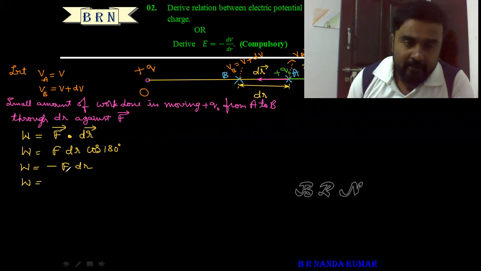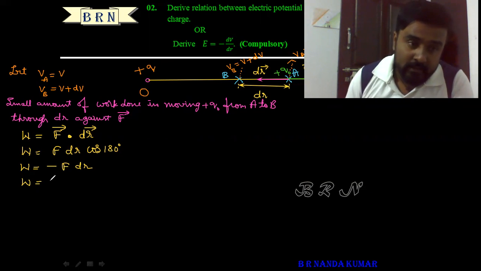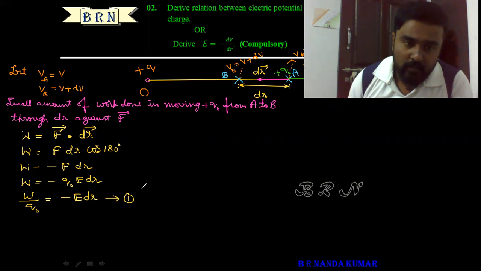W is equal to F vector, which is Q naught into E vector. The magnitude of F vector, that is F, is Q naught E. So W is minus Q naught E into dr. So W by Q naught is equal to minus E into dr. Call this equation number 1.